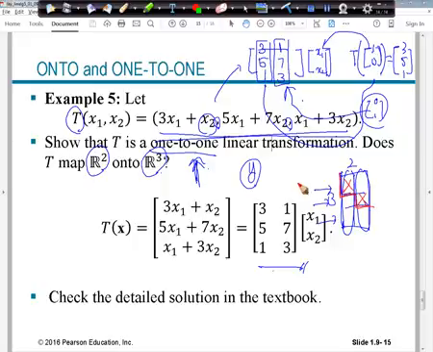So in this case, by just applying theorem 4, it is saying we should have a pivot at each row. So here and here, but not here. So it's not satisfying theorem 4, and thus this guy is not onto. Okay.